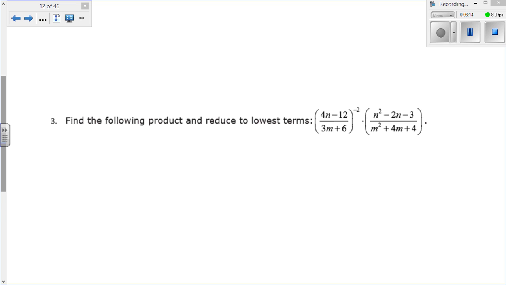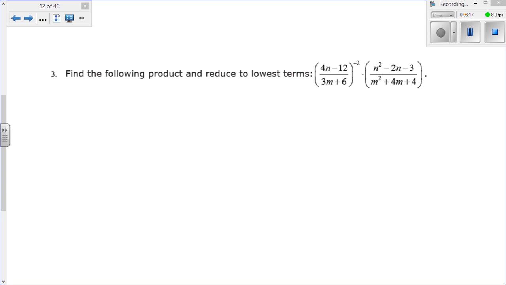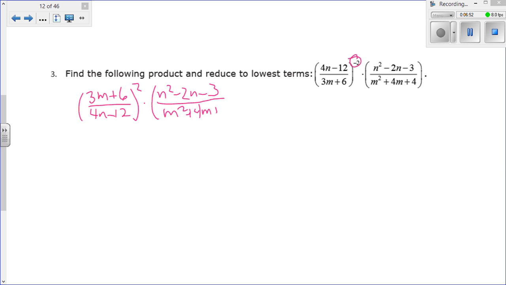For number 3, this one is a little bit more challenging because we have a negative exponent. And I don't know if you remember what to do with a negative exponent, but with a negative exponent, you need to flip what's inside the fraction and then raise it to the power. So I need to rewrite this as 3m plus 6 over 4n minus 12, the quantity squared, times n squared minus 2n minus 3 all over m squared plus 4m plus 4.